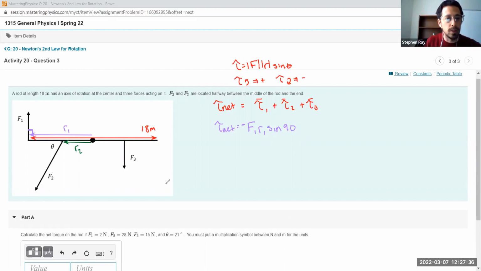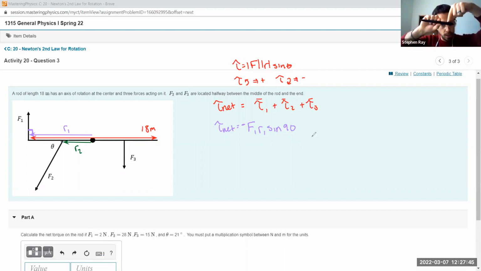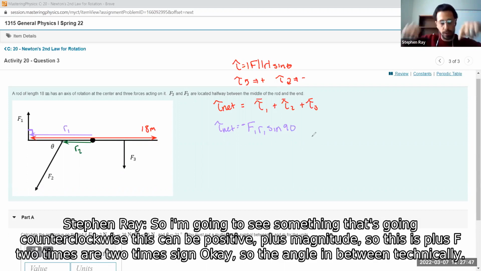Okay, so let's see this guy here. What's this going to do? It has a downward component. Only the downward component is going to make this thing rotate. So I'm going to see something that's going counterclockwise. This is going to be positive. So I have a plus magnitude. So this is plus F2 times R2 times sine.